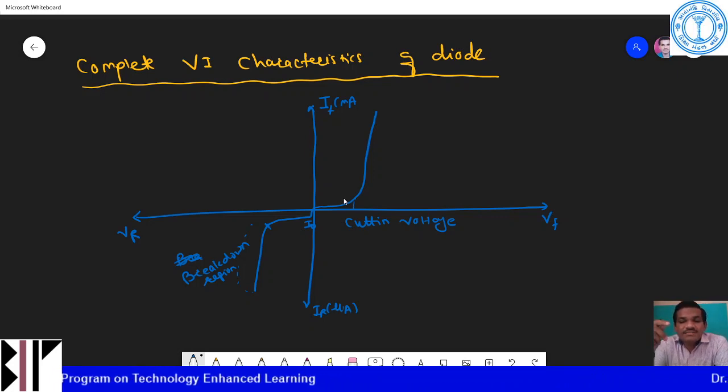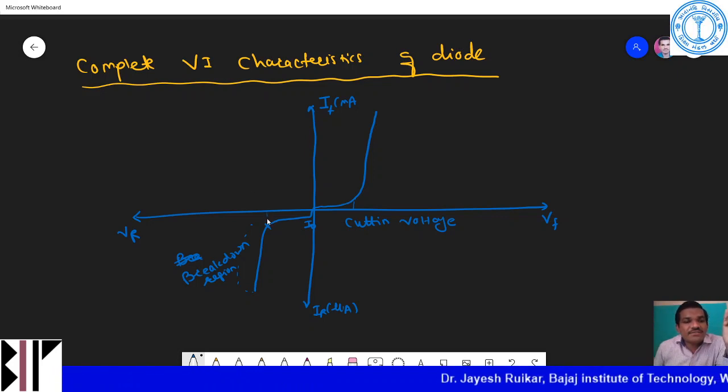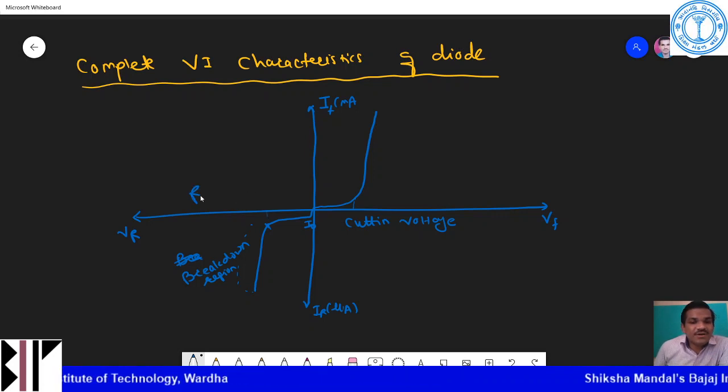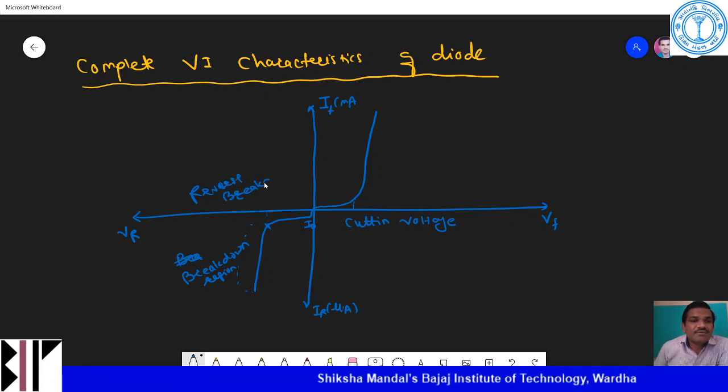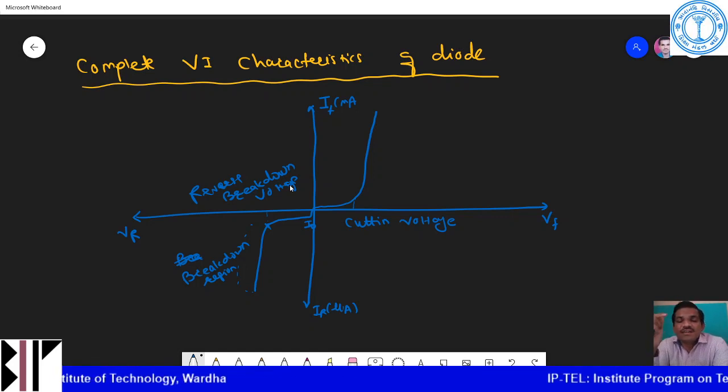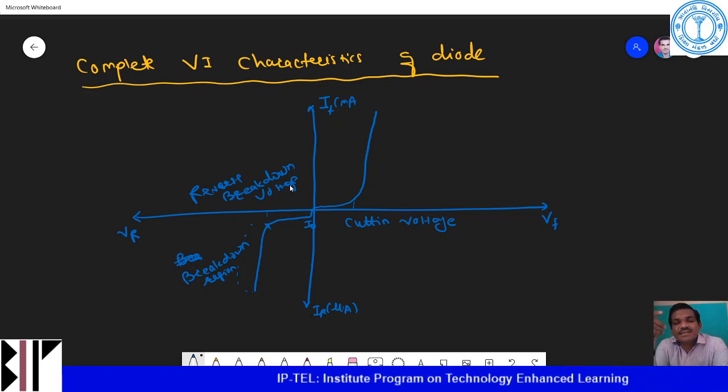And the voltage at which breakdown occurs: when we increase the reverse voltage, at a particular point your diode breaks. That is called the breakdown voltage, or reverse breakdown voltage. Your reverse current before breakdown is very, very small, and this reverse current is practically negligible.